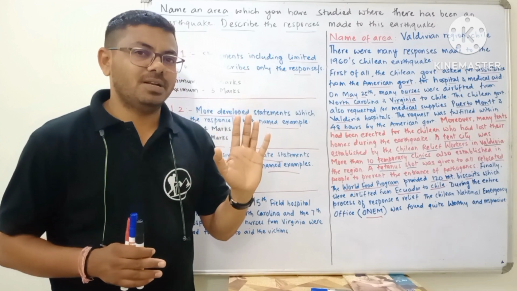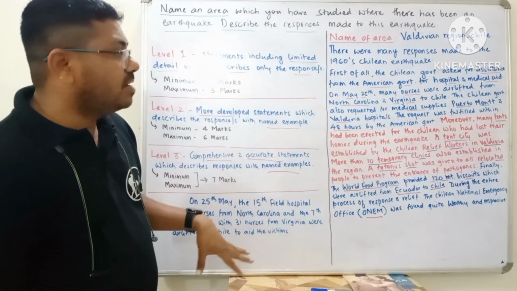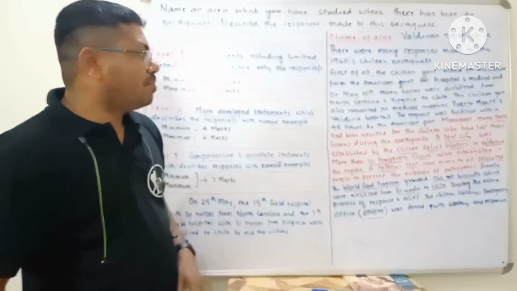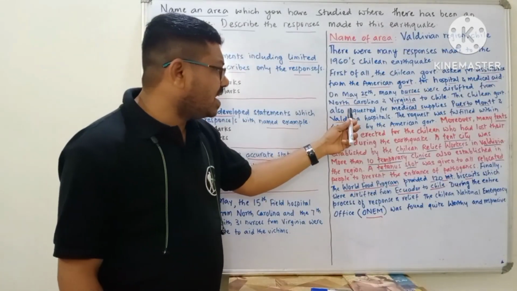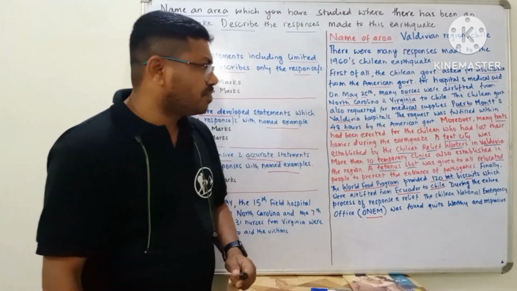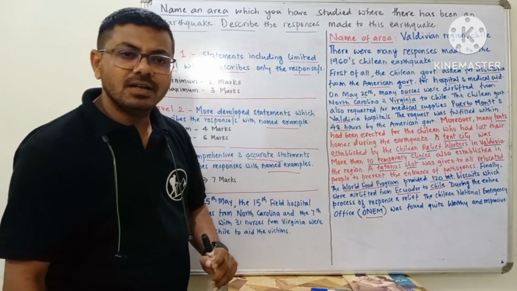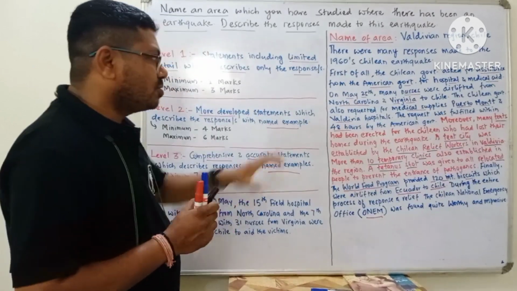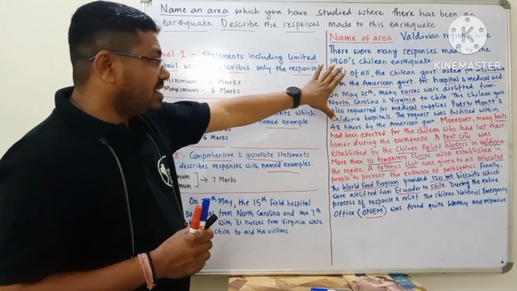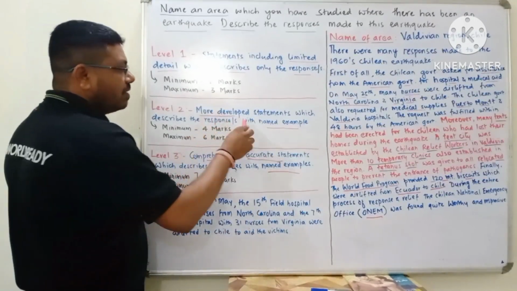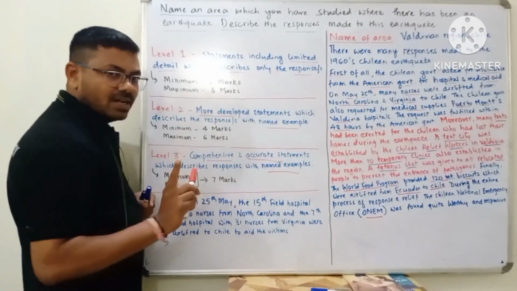This is a simple statement. But what I have added over here is some named examples. For example, North Carolina and Virginia, and the medical supplies for Puerto Montt and Valdivia. These are the named examples. So this idea falls in level 2, because level 2 says more developed statements. These statements are developed.